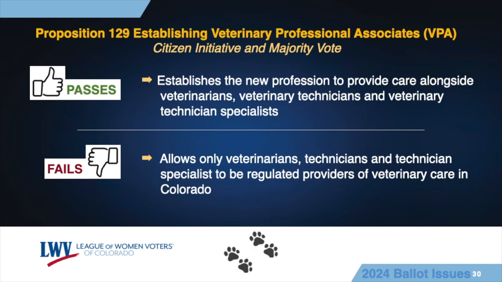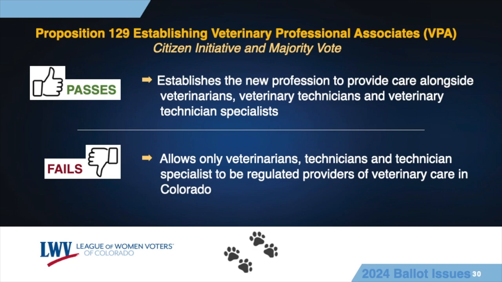What if it fails? It allows only veterinarians, veterinary technicians, and veterinary technician specialists to be regulated providers of veterinary care in Colorado. Why is it on the ballot? A citizens' initiative backed by animal welfare groups concerned about the shortage of affordable veterinary care. And it's opposed by veterinary professionals who warn the training requirements are insufficient for the level of care a VPA would be allowed to offer.